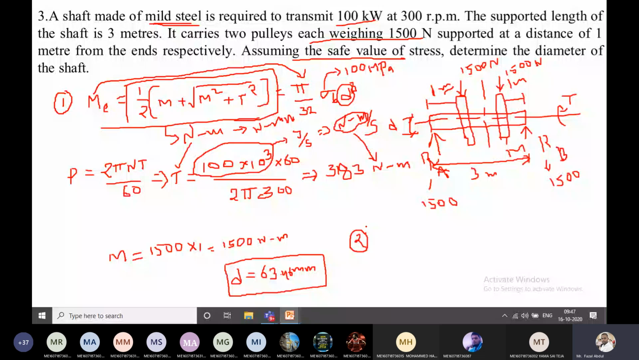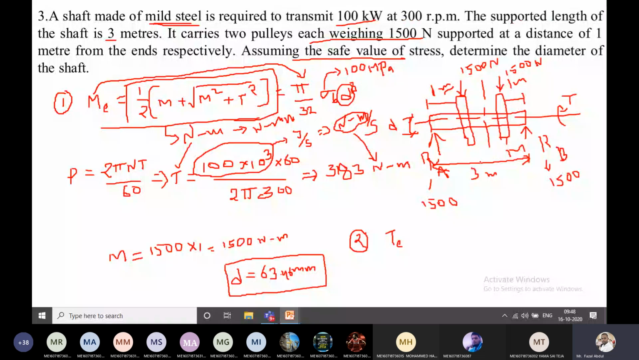So same, the question is given here. A shaft is made of mild steel. Remember the material type here, mild steel, required to transmit the power. This much is given. Power P is equal to 100 kilowatts and running at a speed of N is equal to 300 RPM. The shaft is supported. Total shaft length is given here 3 meters. So that I have written in the diagram, 3 meters.